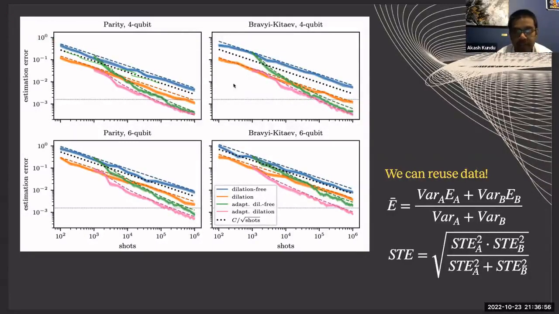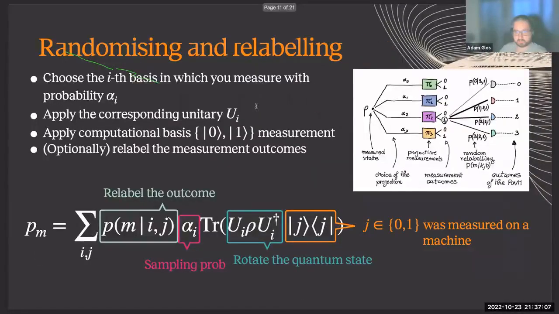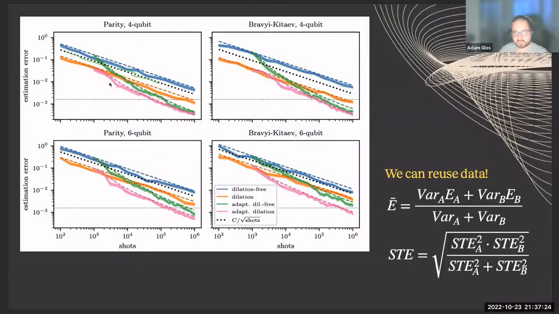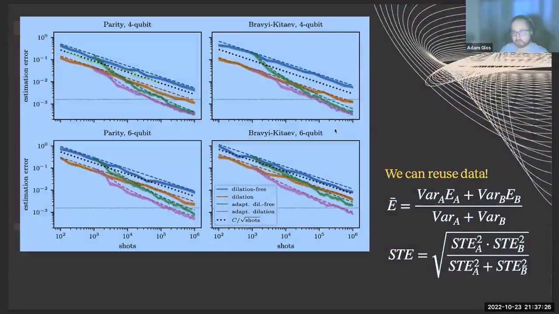So what does adapt mean here? Adapt is basically this optimization of the POVM. For example, for dilation, it was changing this unitary here. And here it was changing these probabilities, this projective measurement, and resampling. By the way, we can also see that the dilation performs much better than this resampling. There are actually good arguments for why it is so.